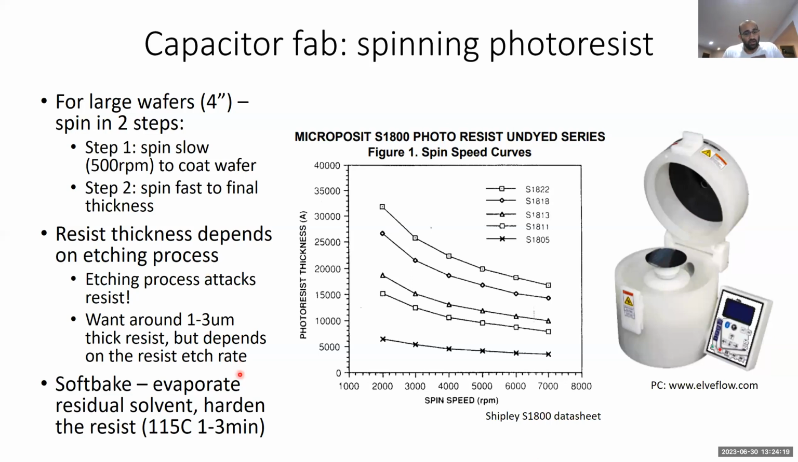Finally, after spinning, we do a soft bake to evaporate the solvent and harden the resist before doing exposure. And typically for our process, we usually use S1800. For example, I like to use S1827, which is actually not shown on the spin curve, but it would likely be a curve that's sort of right above S1822. And so we like to spin it around 3 microns thick.